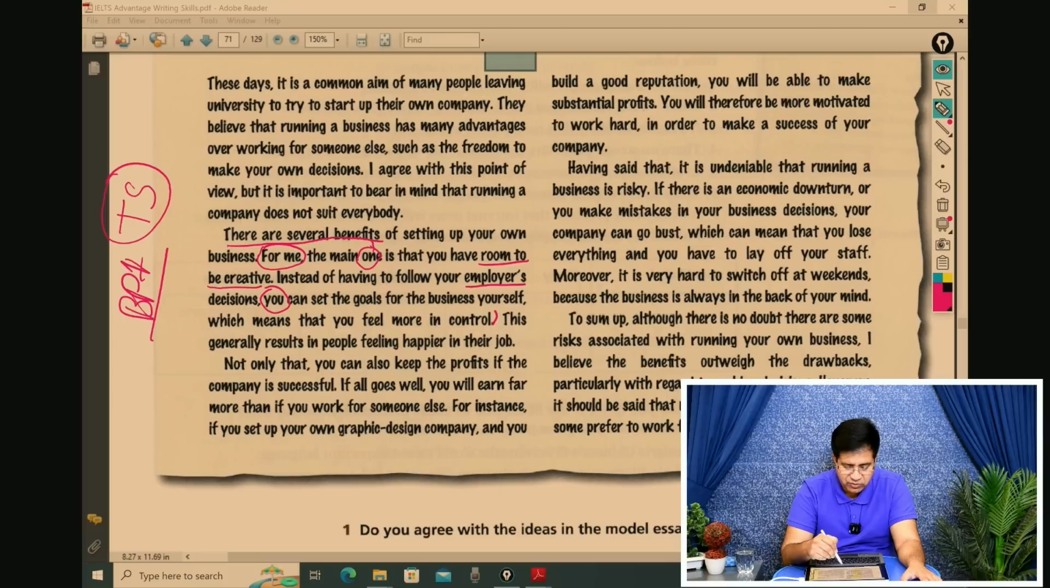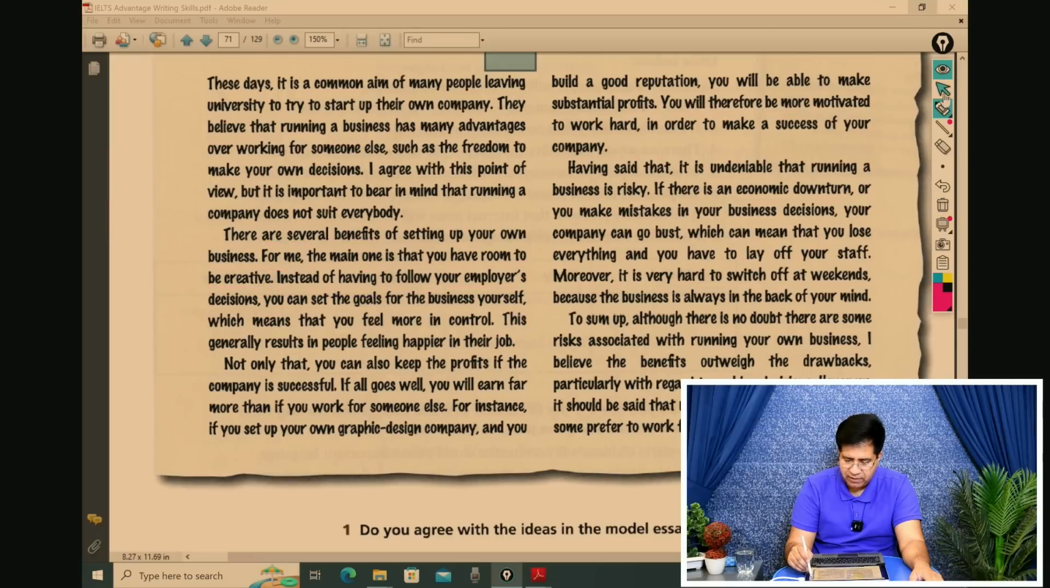Okay, see that? Good examples of sentence structure, grammatical range. This generally results in, now when they use the word this, very good word, and this is for referencing. Now this will take you back to set the goals for the business yourself. So when they use the word this, it means they're talking about this. This generally results in people feeling happier in their job. Body paragraph 1 and topic sentence 1 is complete now here.